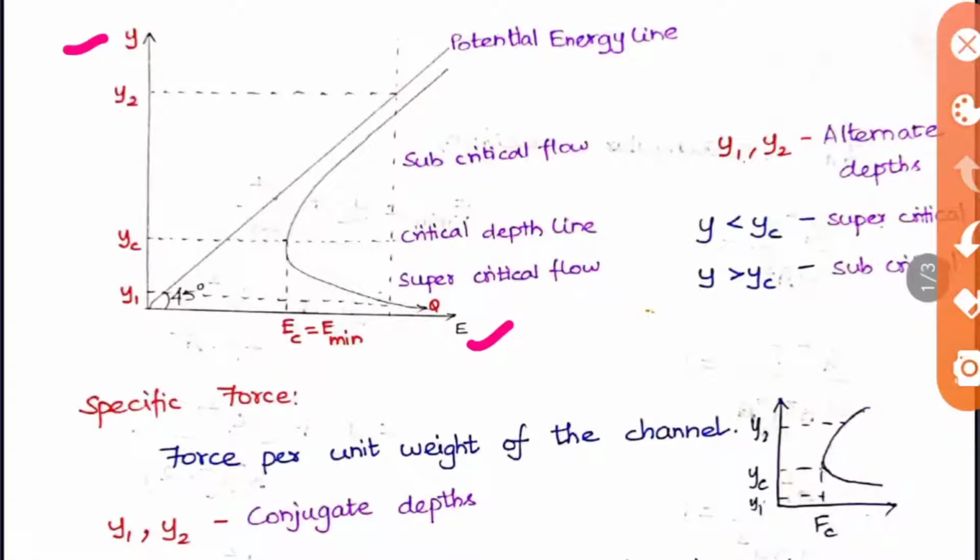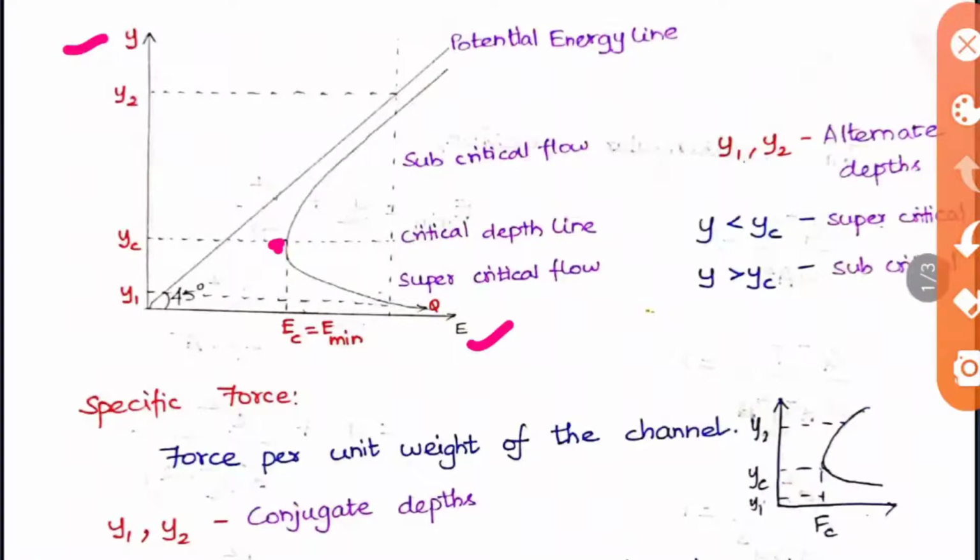When you draw the curve, E is equal to Y plus V square by 2G. This straight line indicates E is equal to Y, and this curved line indicates E is equal to V square by 2G. We combine both lines to produce this specific energy curve. At this point the velocity curve, that is the V square by 2G curve, has a point of contraflexure like thing here.